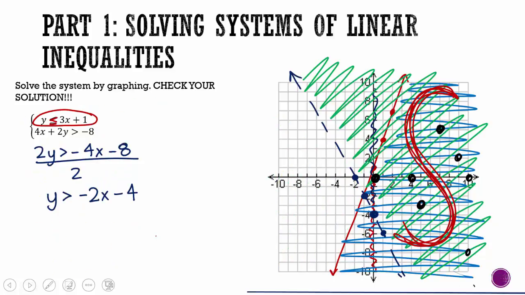So let's plug it into this first one. Is 0 less than or equal to 1? It definitely is. If I plug in 0 for both of these, I get 0 is greater than negative 8, which it definitely is, so I know I shaded the right part.